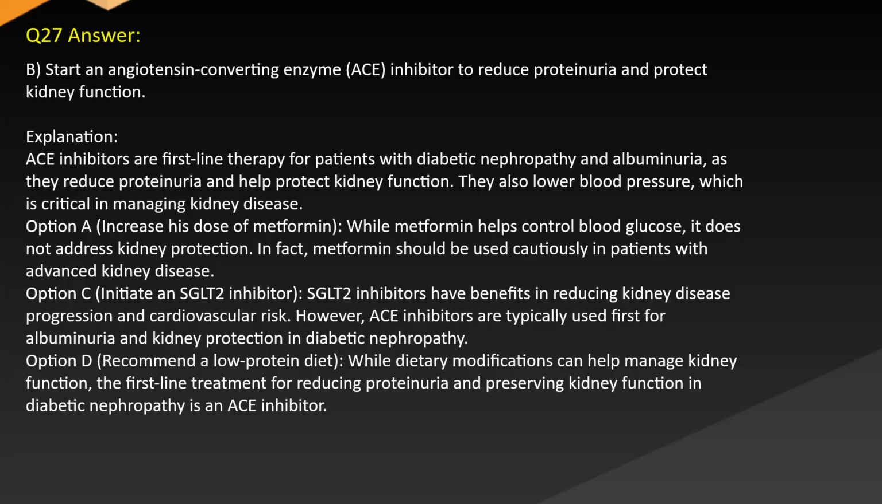Option C. Initiate an SGLT2 inhibitor. SGLT2 inhibitors have benefits in reducing kidney disease progression and cardiovascular risk. However, ACE inhibitors are typically used first for albuminuria and kidney protection in diabetic nephropathy. Option D. Recommend a low-protein diet. While dietary modifications can help manage kidney function, the first-line treatment for reducing proteinuria and preserving kidney function in diabetic nephropathy is an ACE inhibitor.